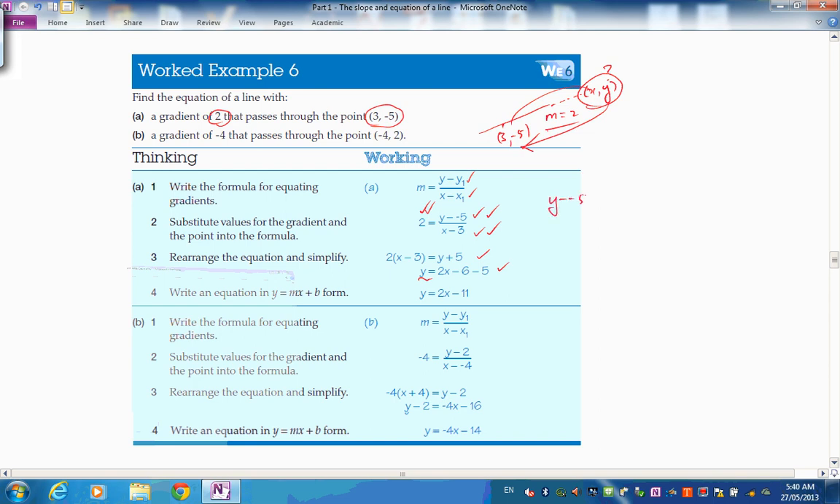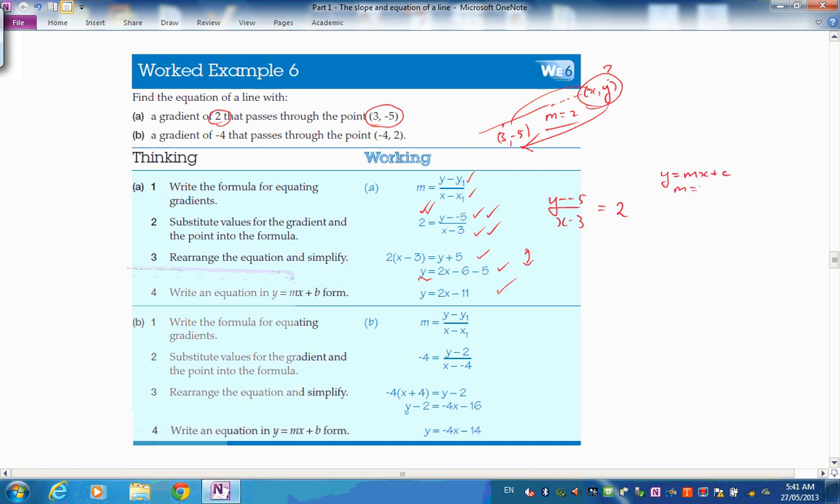Y take neg 5 over x take 3 is 2. Why not start that way rather than having to change it around here? And therefore y equals 2x take 11. Let's do it the other way. You like mx plus c, let's go. Y equals mx plus c is your basic form.